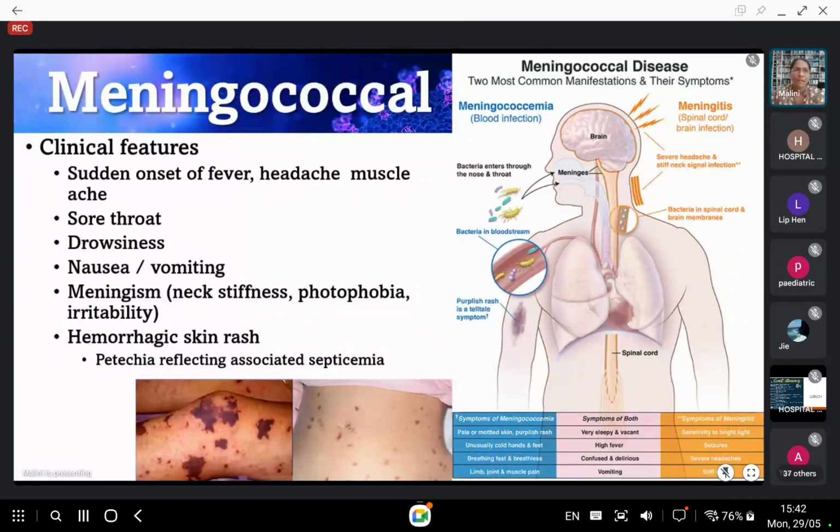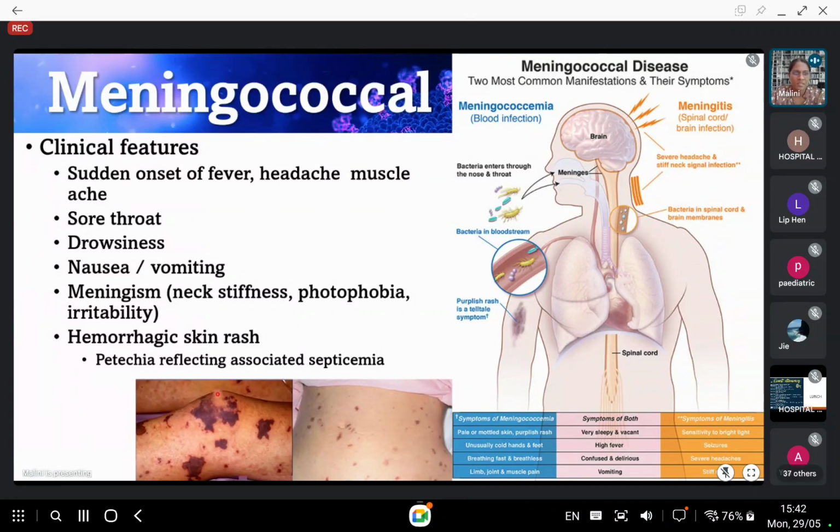Okay. So the clinical features would be that of meningitis. Most meningitis present fairly similarly: fever, headache, muscle ache, sore throat, drowsiness, nausea, vomiting, signs of meningism. But I think fairly specific to meningococcal disease is the hemorrhagic skin rash.